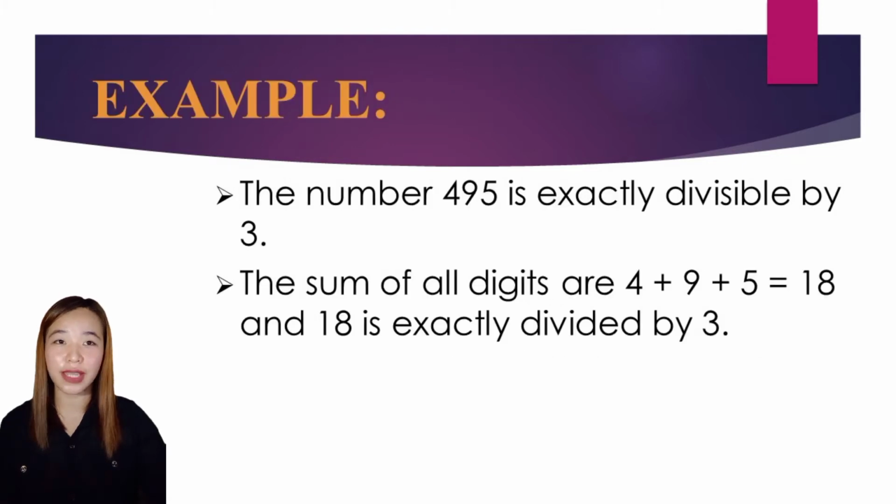So let's have an example. The number 495 is exactly divisible by 3. Why? Because the sum of all its digits, 4 plus 9 plus 5, is equal to 18. And 18 is exactly divisible by 3.